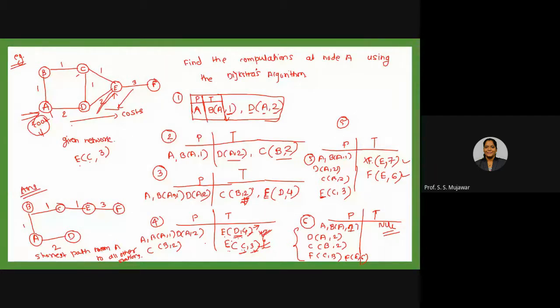Now in the second step, what will we do? We keep the permanent column as it is. Now we need to select the one node which has the minimum distance. To reach B, we need 1. To reach D, we need 2. So I can move B to the permanent column, right? So I have moved B of A1 into the permanent column, and in T, whatever the previous parameters were, D of A2, I will write as it is.